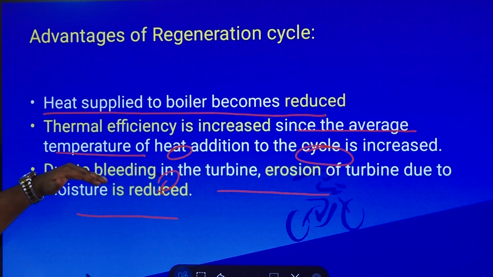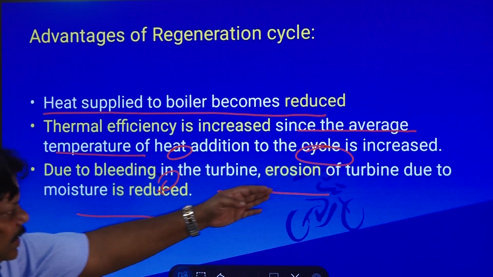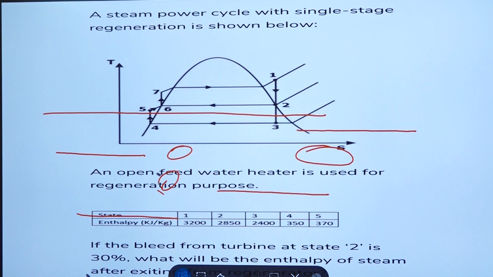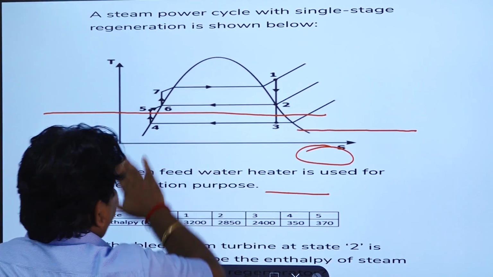And due to bleeding in the turbine, erosion of the turbine due to moisture is reduced. We are making the exit conditions of the turbine drier, so the erosion of the turbine blades is reduced because the moisture content is reduced there. So those are the advantages of this regeneration.